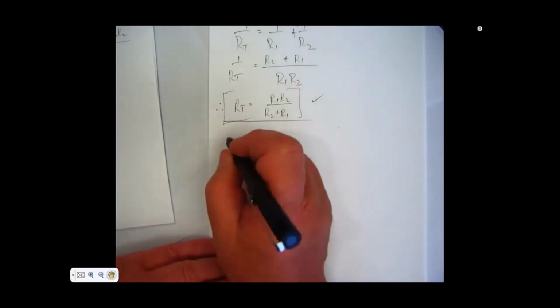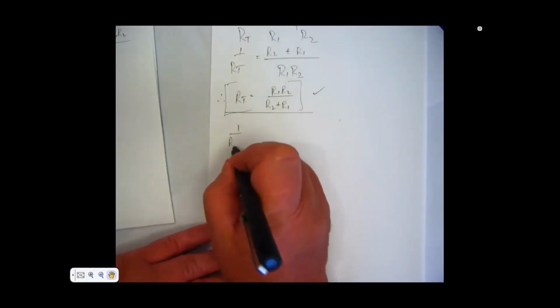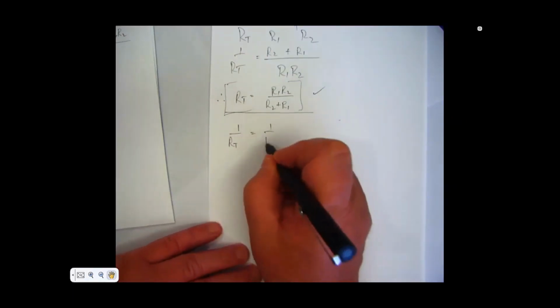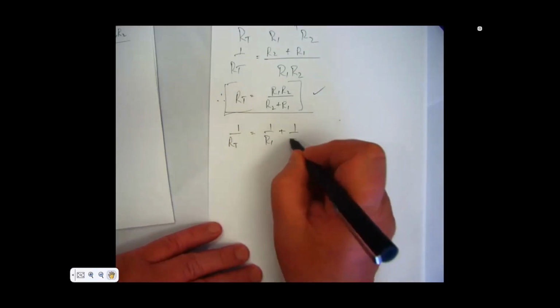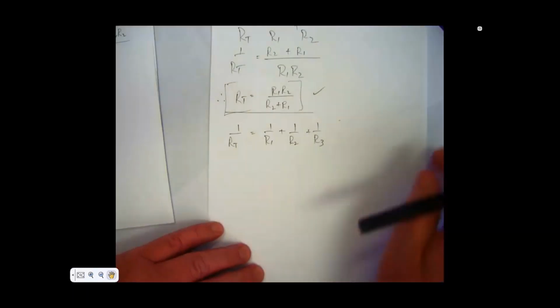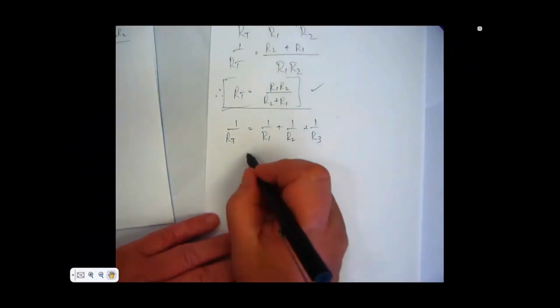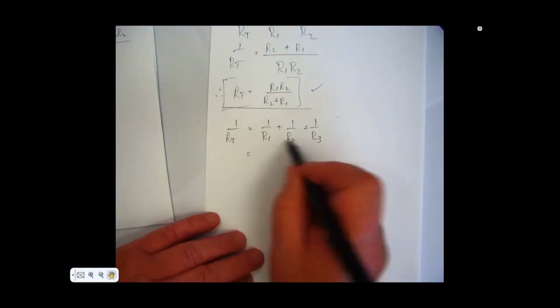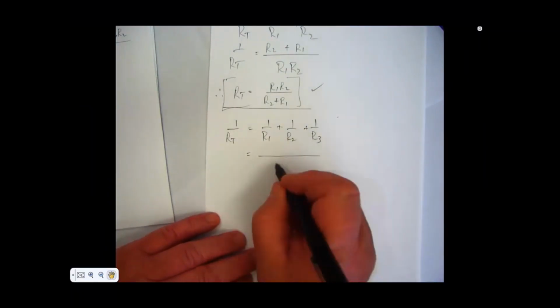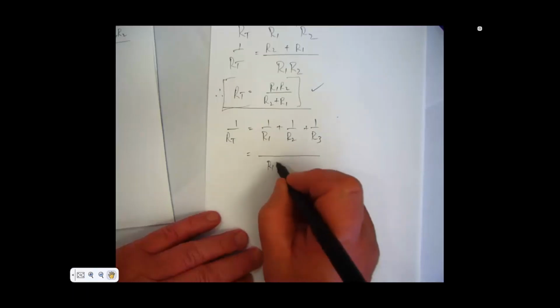Now, what happens if the lecturer then gives you something like this? 1 over RT equals 1 over R1 plus 1 over R2 plus 1 over R3. And this happens again sometimes. Okay, so you do the same sort of thing. You think, okay, I don't know what these are, but they will all multiply together to give a common denominator.